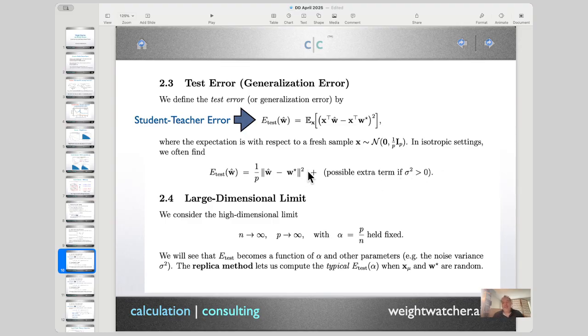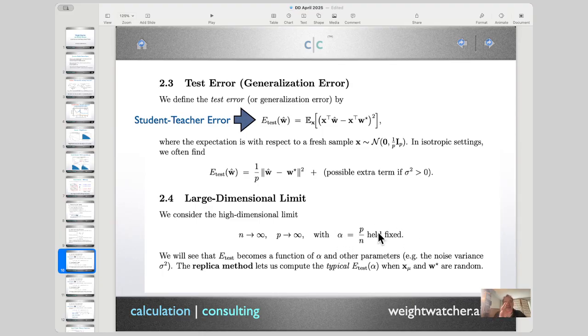If you want, I'm happy to go through and work out all the math. I prepared some notes to do that. But basically what I want to point out is that you're just trying to solve this expected value over the data. And you usually do it in the large n limit. So you take the large n limit where n and p go to infinity, but you hold alpha, which is p over n, fixed. This is called the load.